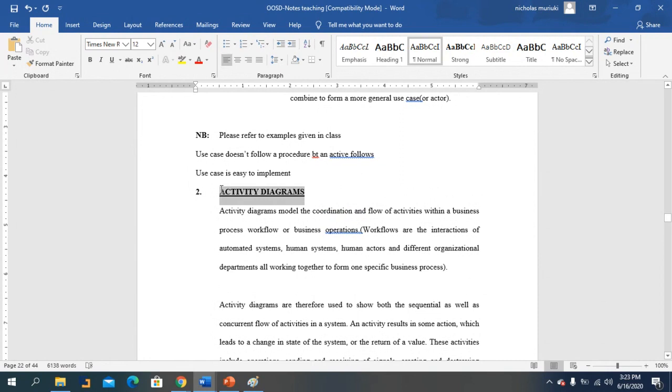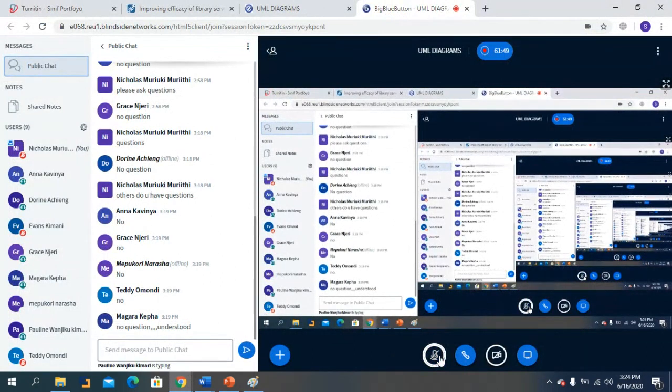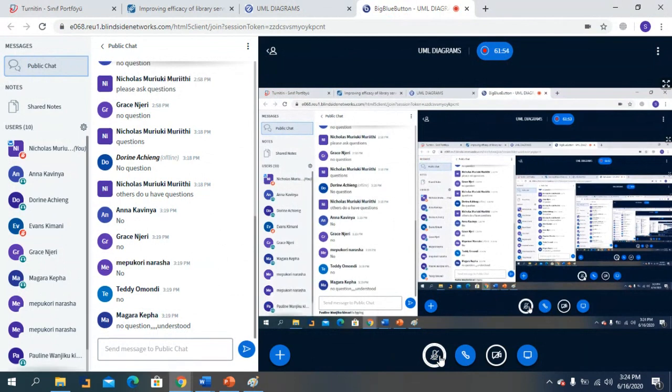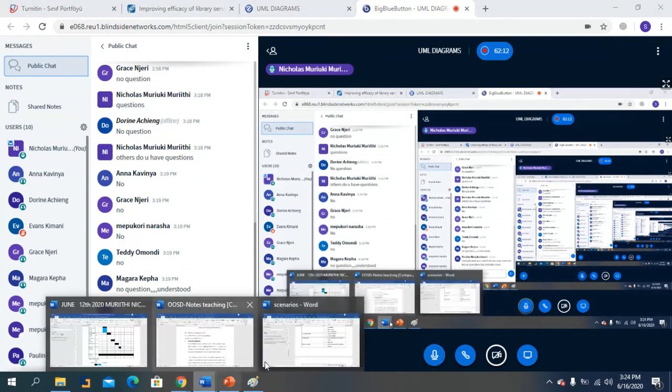When you are implementing this diagram, we look at the operations which are supposed to be done. In some books, we call them workflows. Workflows are the interaction of the automated system, human actors, and different organizations. If you look at the activities that you are supposed to perform, we need to understand these workflows that we are having.